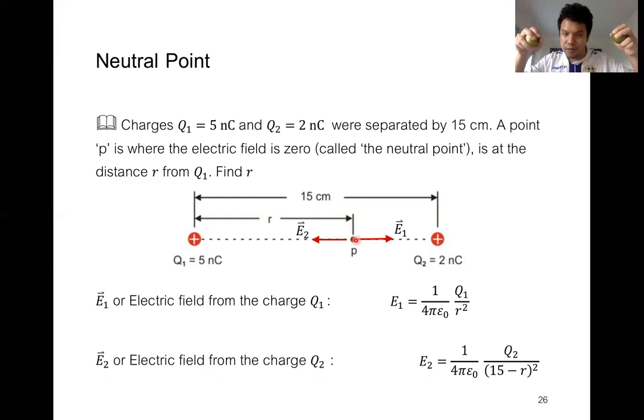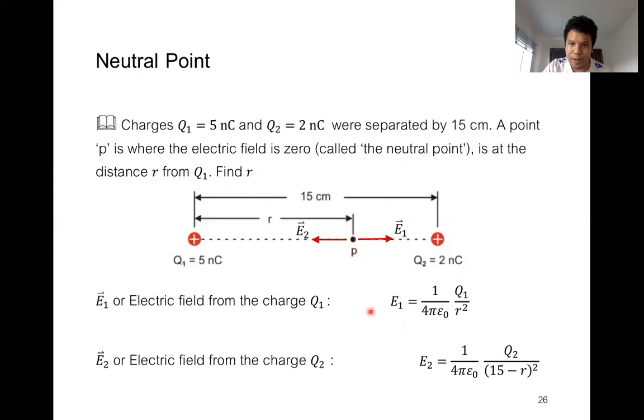So the charge on the left will provide electric field to the right, and the charge on the right will provide electric field to the left. So we have the two vectors E1 and E2 in the opposite direction. Now what we do is we want to find the r, or the distance that makes P the neutral point, or that makes the electric field at this point to be 0.